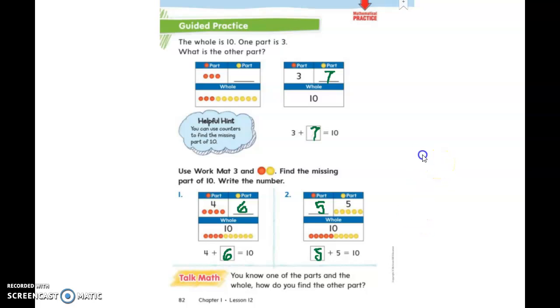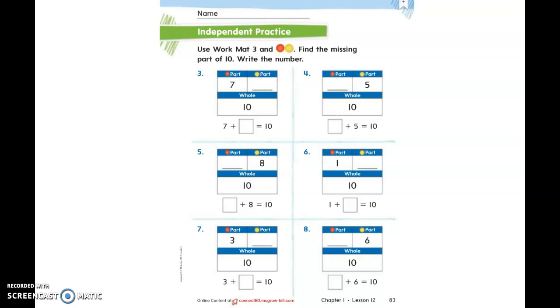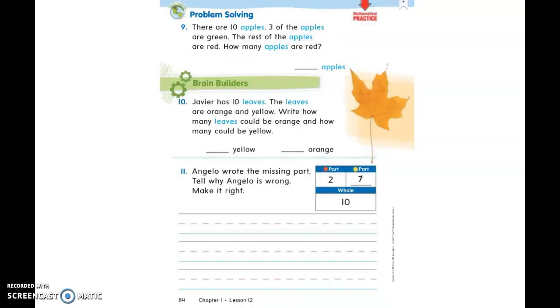Now, your job is going to be to do this page on your own, page 82, and then you get to skip to the next page and do page 83. Here you'll need your own counters because they only gave you your whole without the picture. So you either get to draw your own picture or use counters to help find your missing part of 10. So you will do page 82, page 83, and page 84. And after that, boys and girls, we will move on to a new chapter, actually.